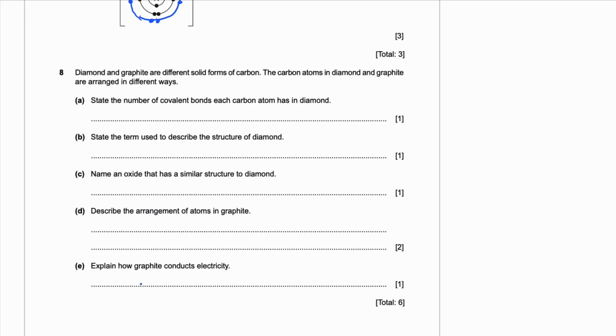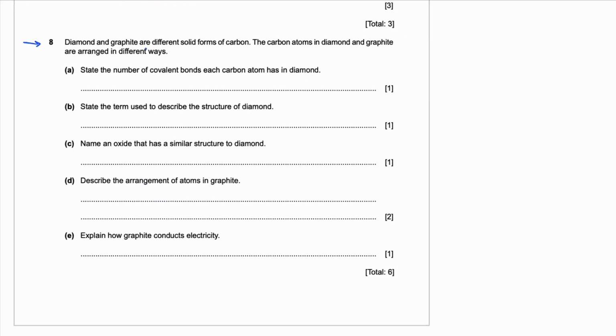and now sulfur has 2 negative charges because it gained 2 extra electrons. Question 8. Diamond and graphite are different solid forms of carbon.